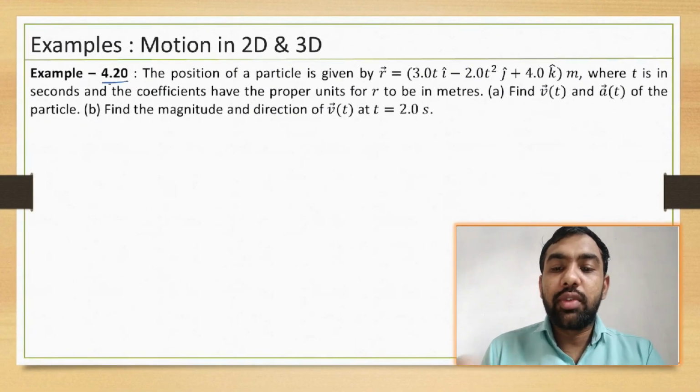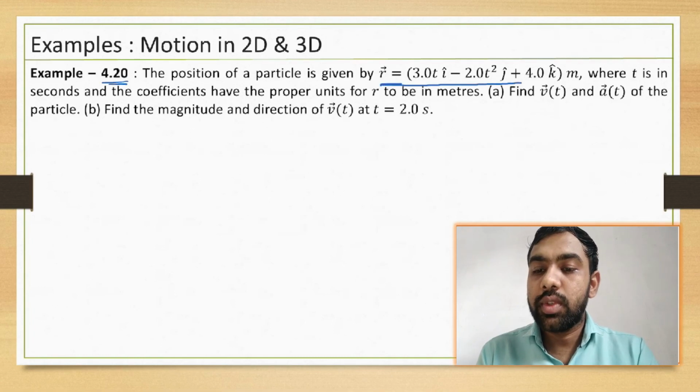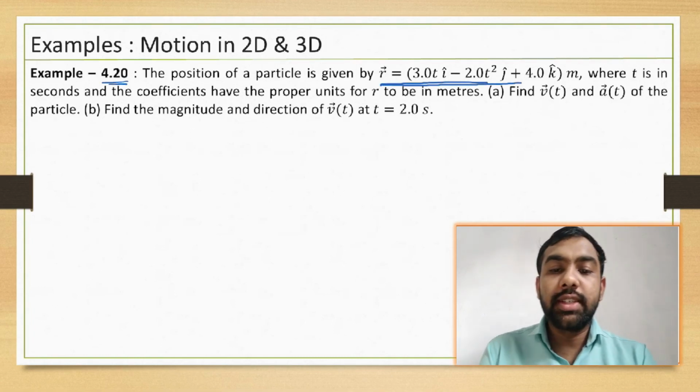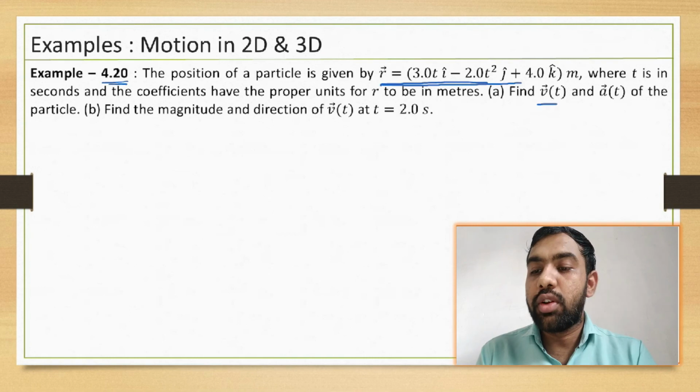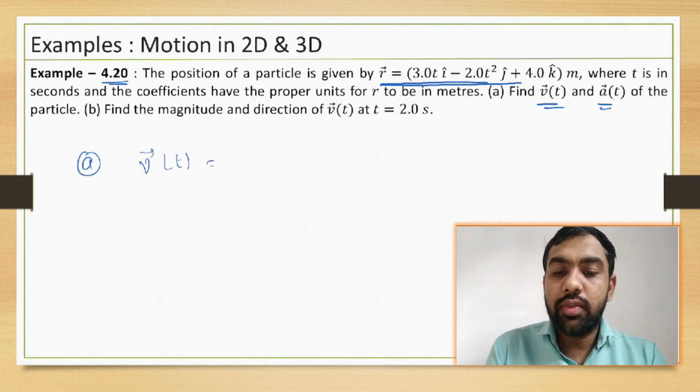Example number 4.20 from the textbook, same one. The position is given by this one, where t is in second, with coefficient properties. Find v of t and a of t. So first one, what is v of t? So v of t is equal to dr by dt.